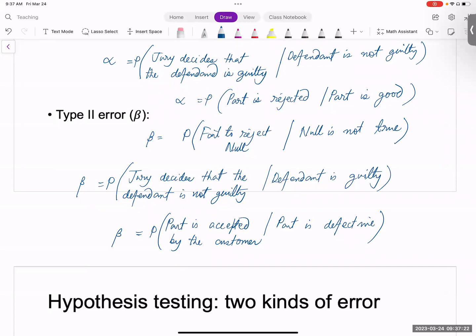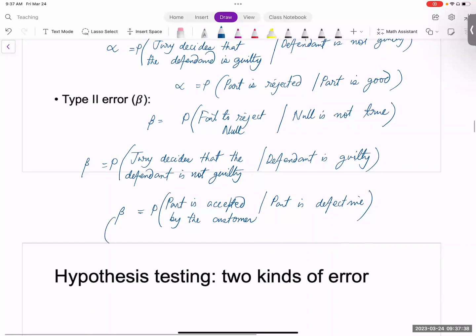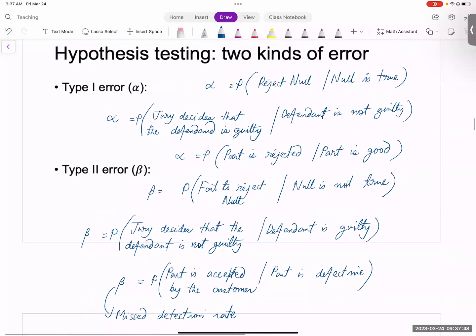Right? And in many contexts, type 2 error is also known as missed detection rate. In this case, think about it this way: the part is faulty, but still it was not detected by the customer, and then the customer accepted it. So we call it missed detection rate. And then alpha, type 1 error, is your false positive rate.